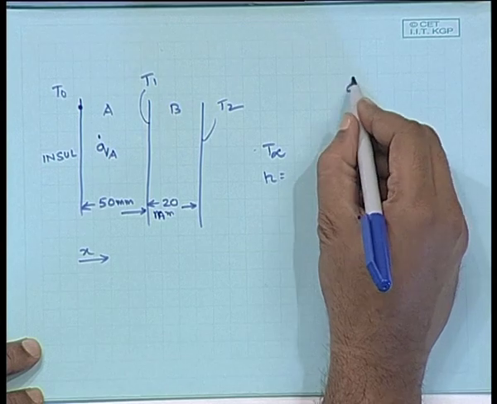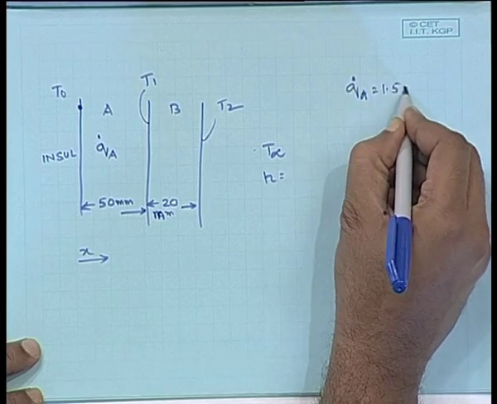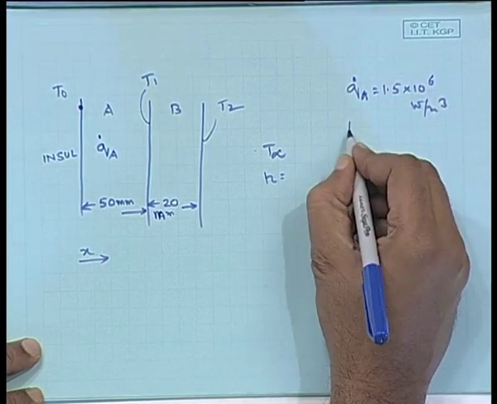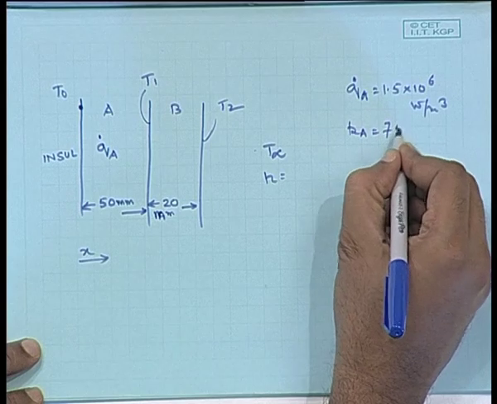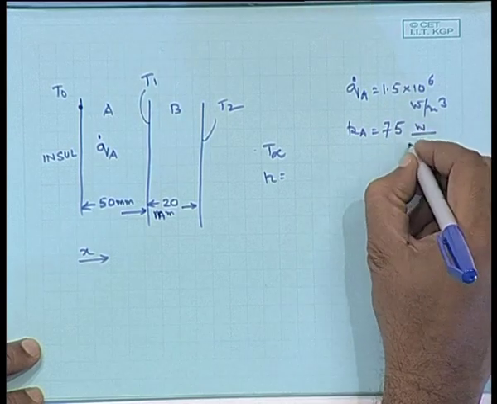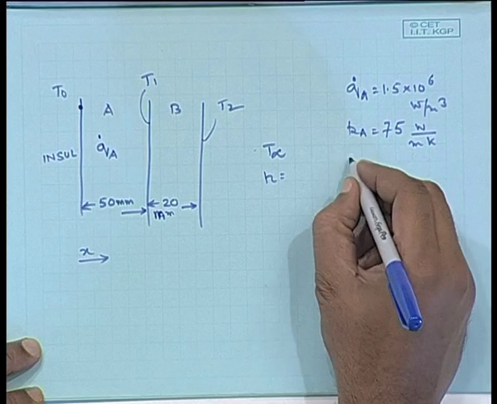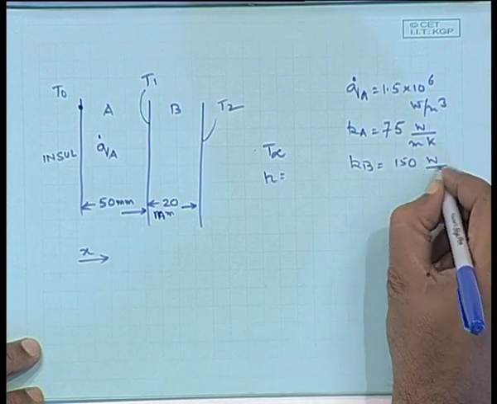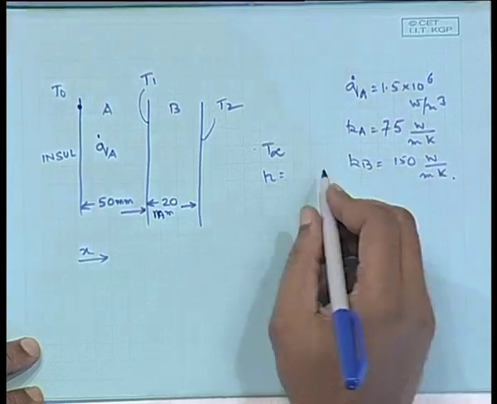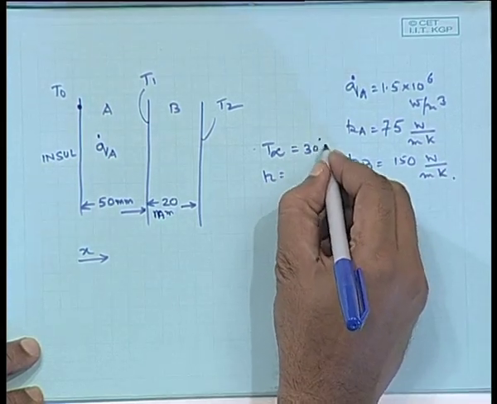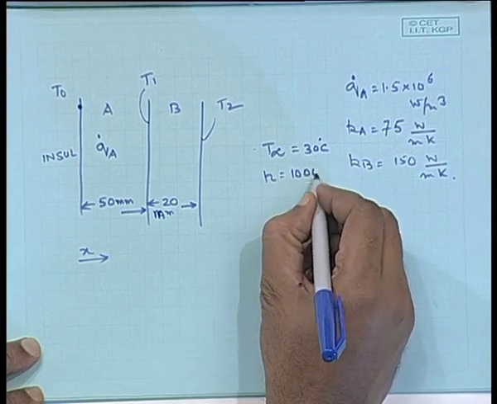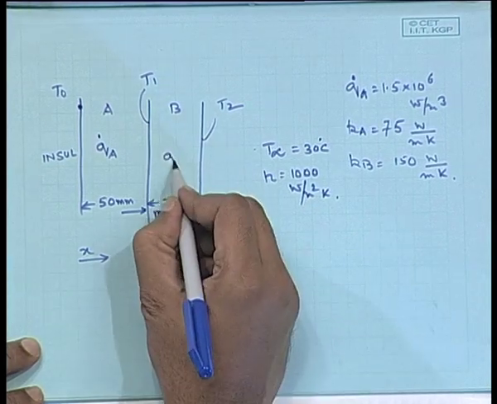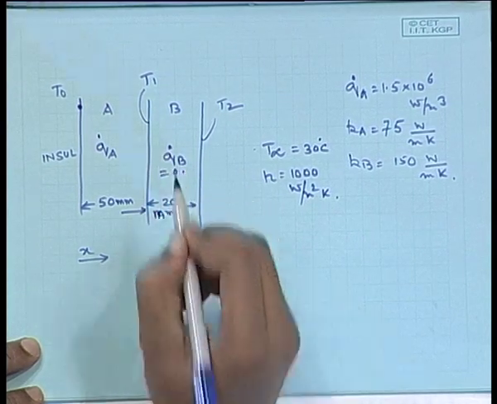The value of Q dot A is 1.5 into 10 to the power 6 watt per meter cube. The value of Ka, the thermal conductivity of A, is 75 watt per meter Kelvin. The value of Kb is 150 watt per meter Kelvin, and T infinity is 30 degree centigrade. h is 1000 watt per meter square Kelvin, and in this case Qb is equal to 0.